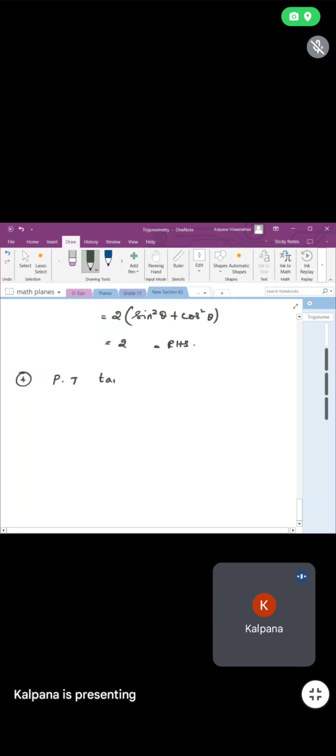tan A by 1 minus cot A plus cot A by 1 minus tan A is equal to 1 plus tan A plus cot A.